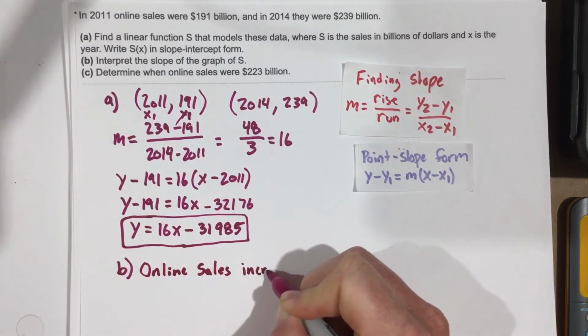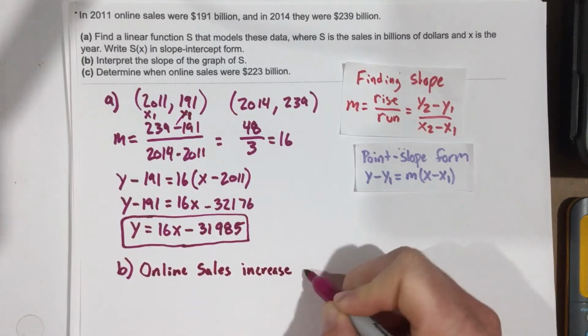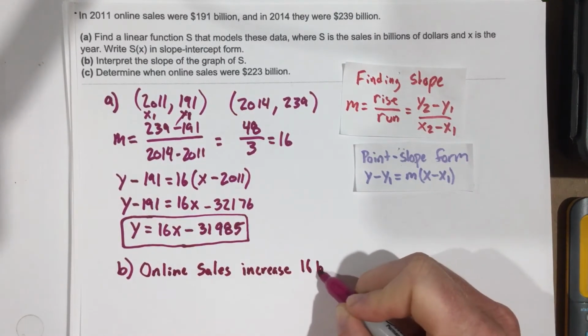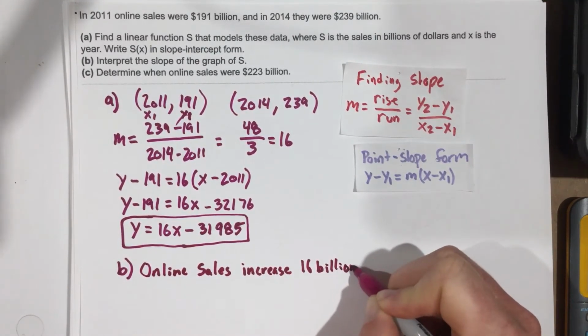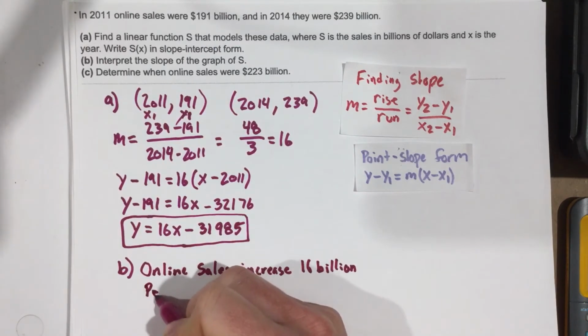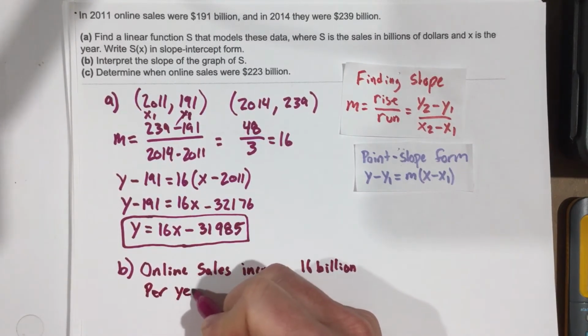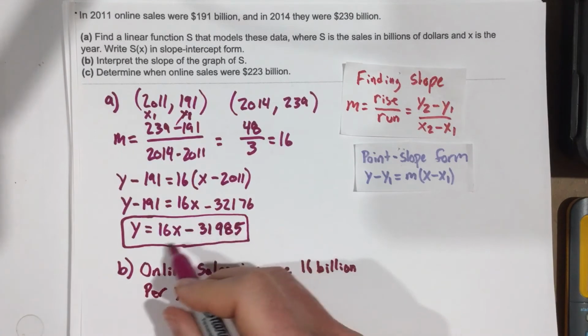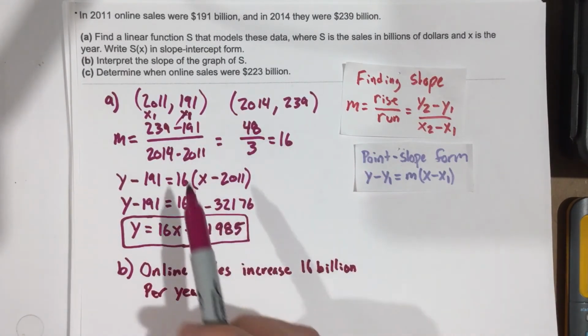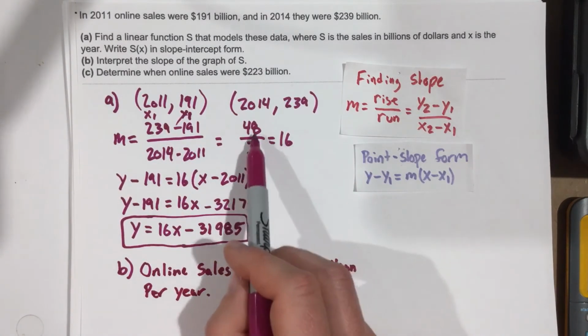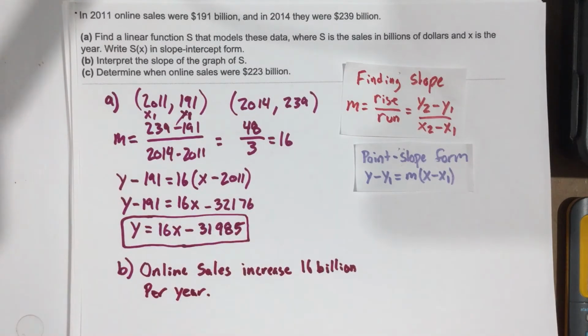increase 16 billion per year. That's the interpretation of the slope. That's what this is telling us. When we found the slope, they're telling us that each year, once you divide this out, each year you're getting 16 billion more in sales.